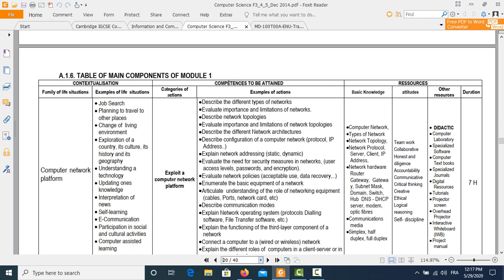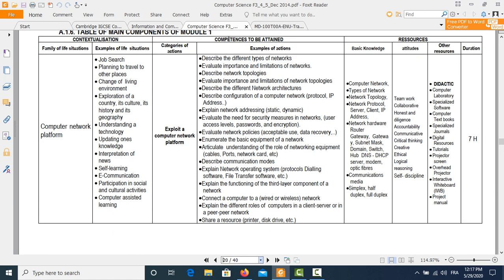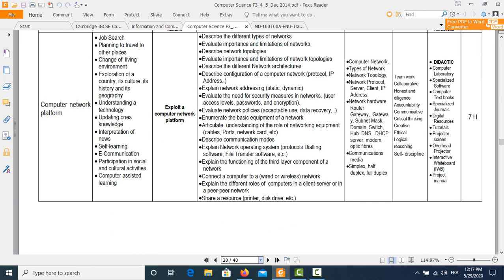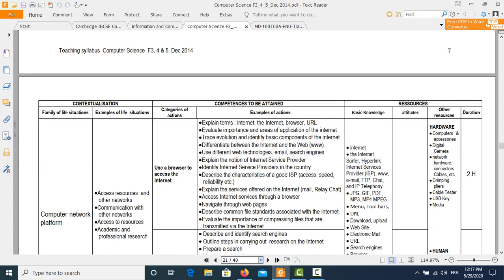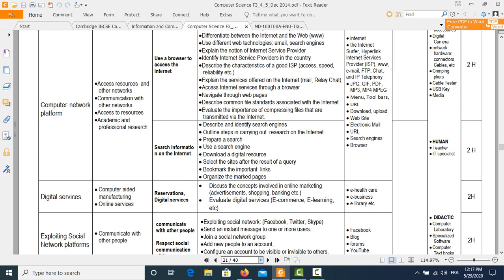What makes it mean this is must know. We talked yesterday about must know and good to know. So yes, must know, the things that the kids must know, and these are the lessons. So going through, I'll use this tool to come up with my lessons for module 1. So lessons for module 1: computer network, using a browser to access internet, searching information on the net, and so on and so forth.